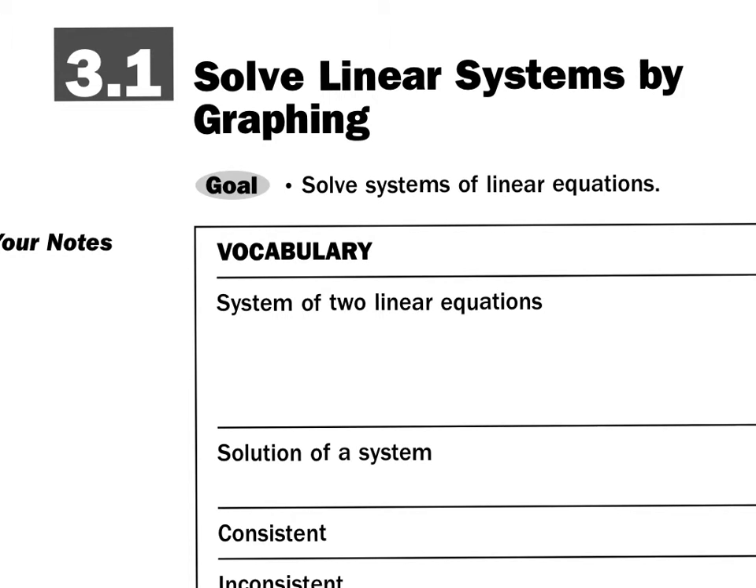3.1. Solve linear systems by graphing. Vocabulary. System of two linear equations. Any two linear equations that can be written in the form ax plus by equals c, and dx plus ey equals f. Just any two normal linear equations.